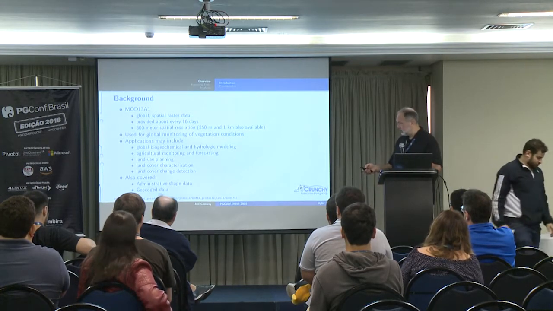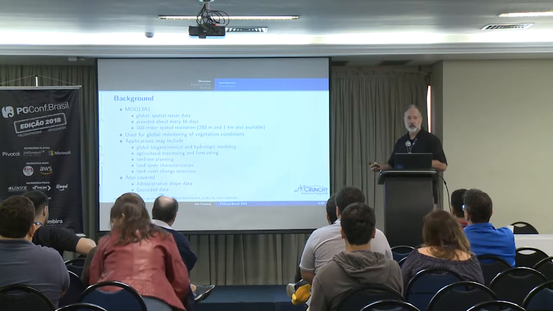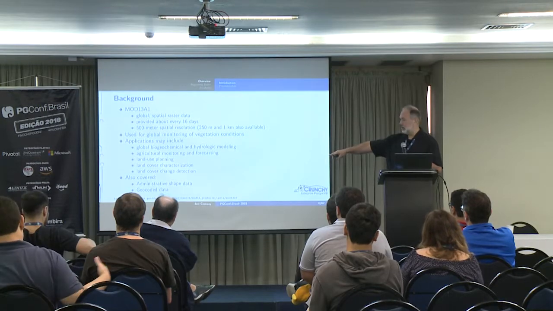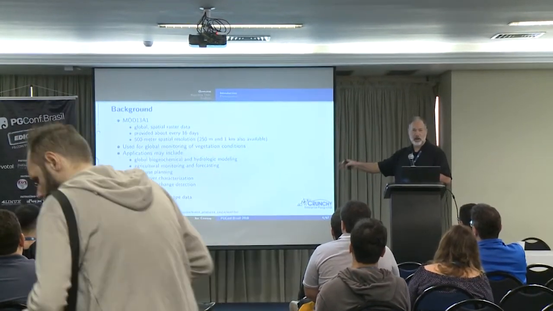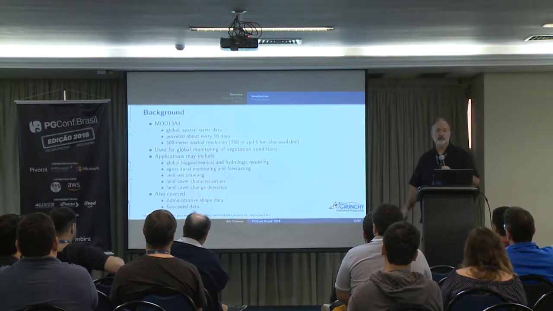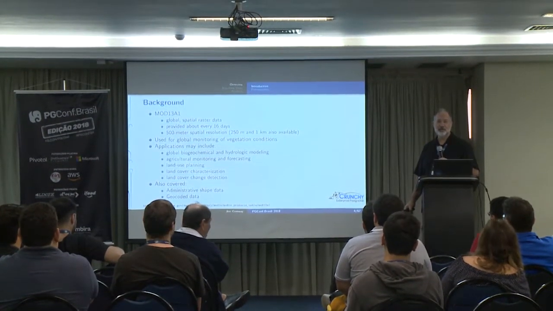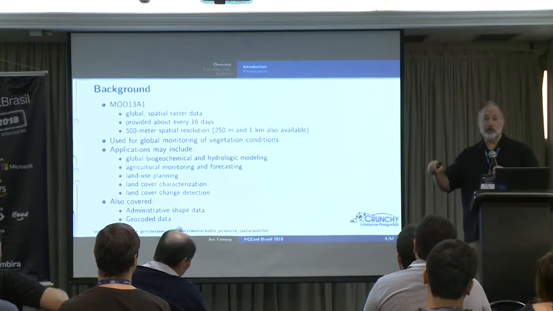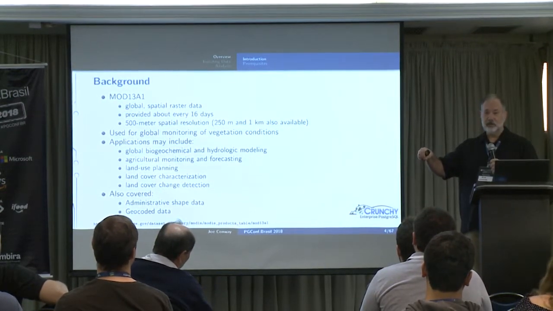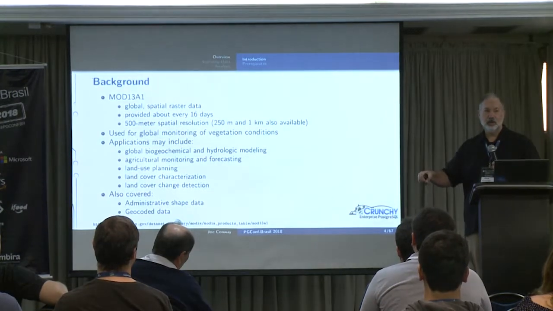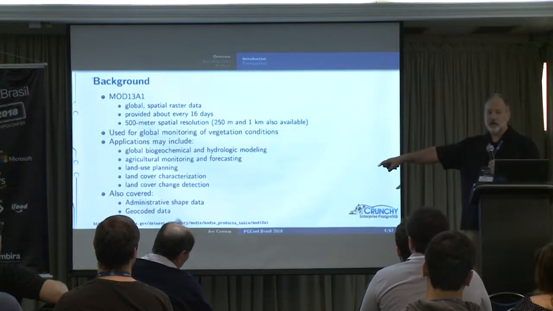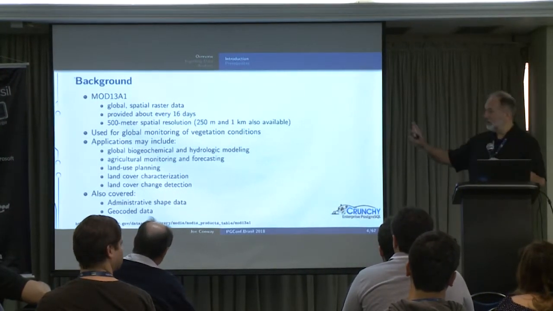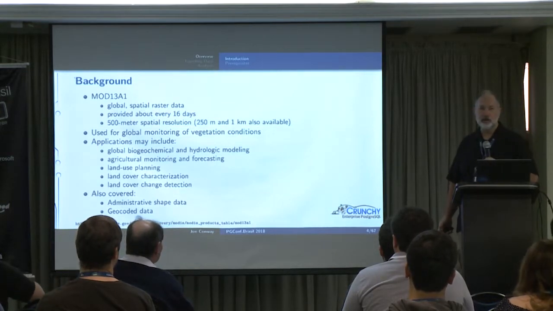Now, in this talk, in addition to the vegetation index data, I'm going to cover a bit on administrative shape data and geocoded data. How many people here are familiar with geocoding? One, two? Well, geocoding is basically the process of taking an address, like a street address, and converting it into lat long, essentially. And administrative shape data are things like the boundaries of cities or the boundaries of countries. Again, I'll go into that in a little more detail as I go through the talk, how I'm using that.